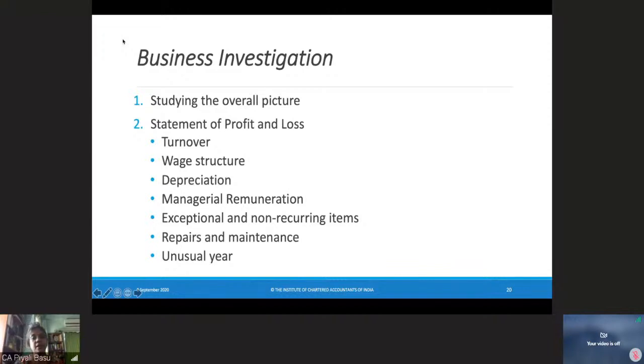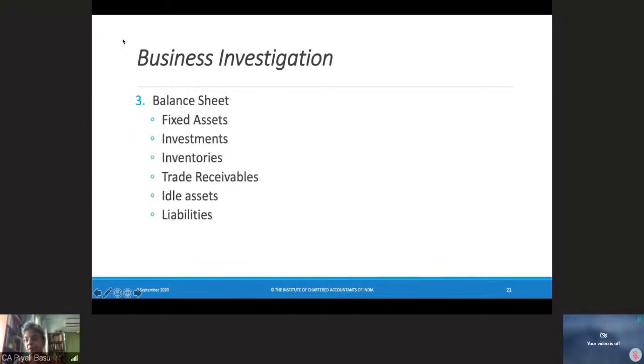Then comes the balance sheet, after the profit and loss account. We need to review the fixed assets, the investments, the inventories, trade receivables, idle assets, and liabilities. What do we need to see in the fixed assets? We do not show the age of the asset. In the financial statement, what we show is the value of the asset and the value of the depreciation. Even in the detailed schedule, age is not there. It is just one line per type of asset.